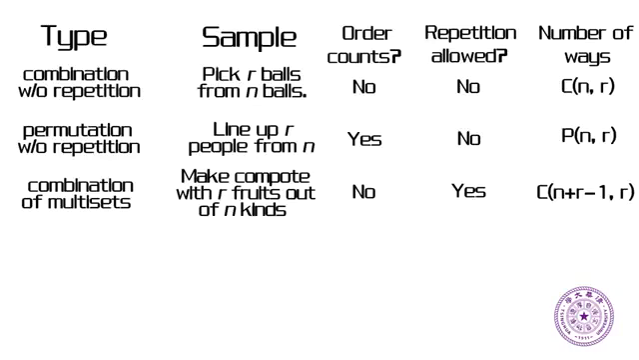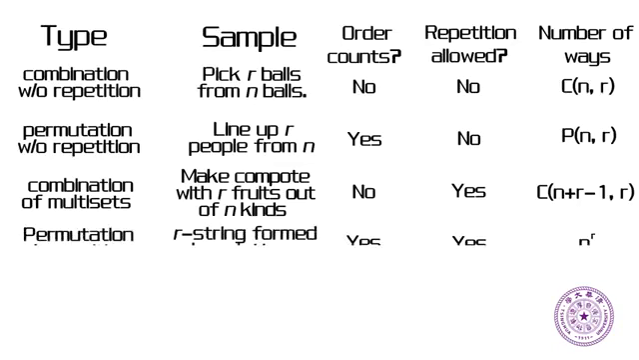Finally, we have something called permutation of multisets. Here, we require multiple characters. For example, R1 A's, R2 B's. Finally, we need to construct an n-character string. And it's a permutation. We care about the order. Meanwhile, there are repetitions. How should we analyze these problems?